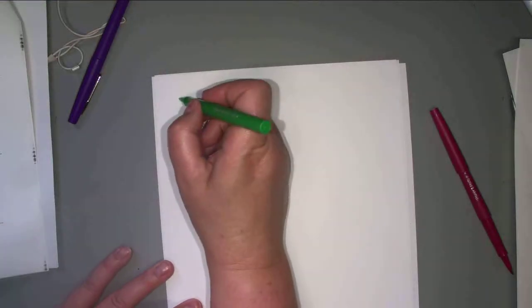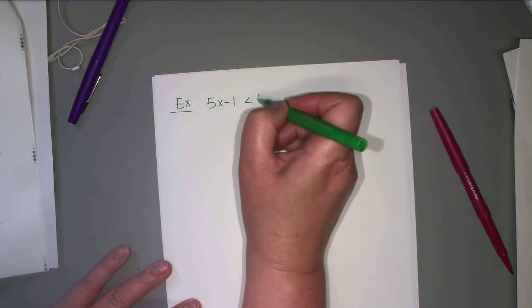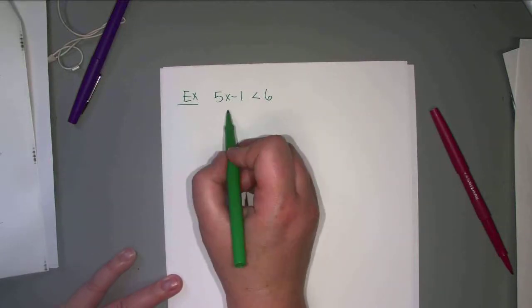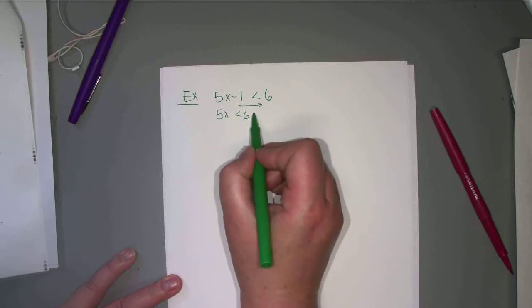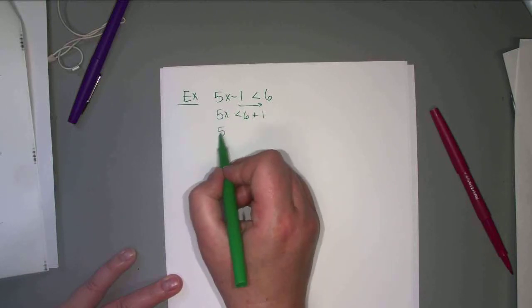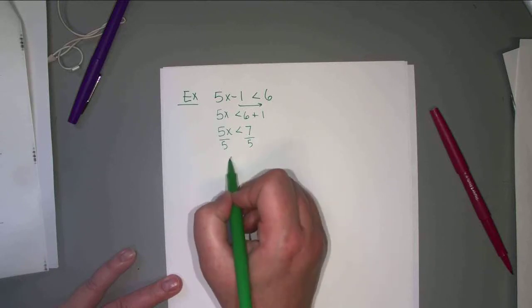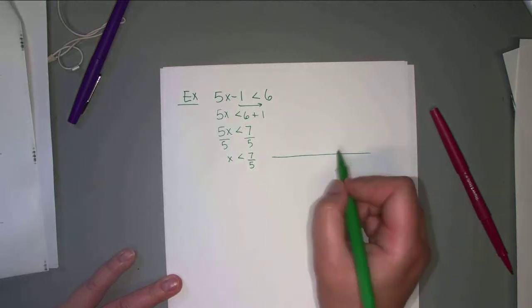Alright, so let's solve a couple. We do it in the same way as if there were an equal sign. We're going to keep the x on this side, move the 1 over. 5x is less than 7. And then we would draw this on a number line.